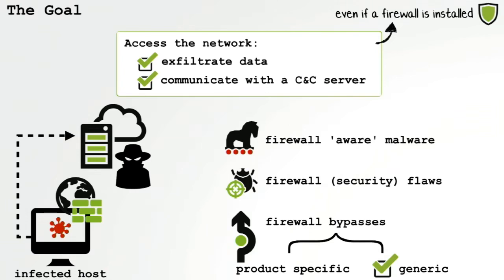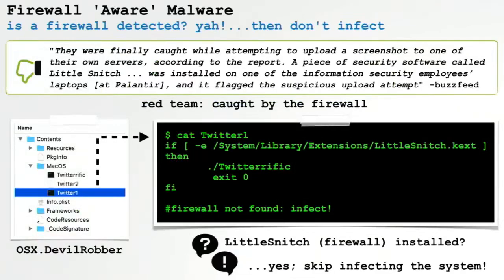So in this part of the talk, we're first going to look at some malware, firewall-aware malware. We're then going to talk about some exploitable security flaws in firewall products, and then end with talking about some firewall bypasses. So it's actually very important for malware to detect if there is a firewall on the box. Because if they don't, as we can see on the slide, this might be their undoing. The firewall might detect when the malware, which was previously undetected, connects out, and thus alert the user that there is something suspicious on their box.